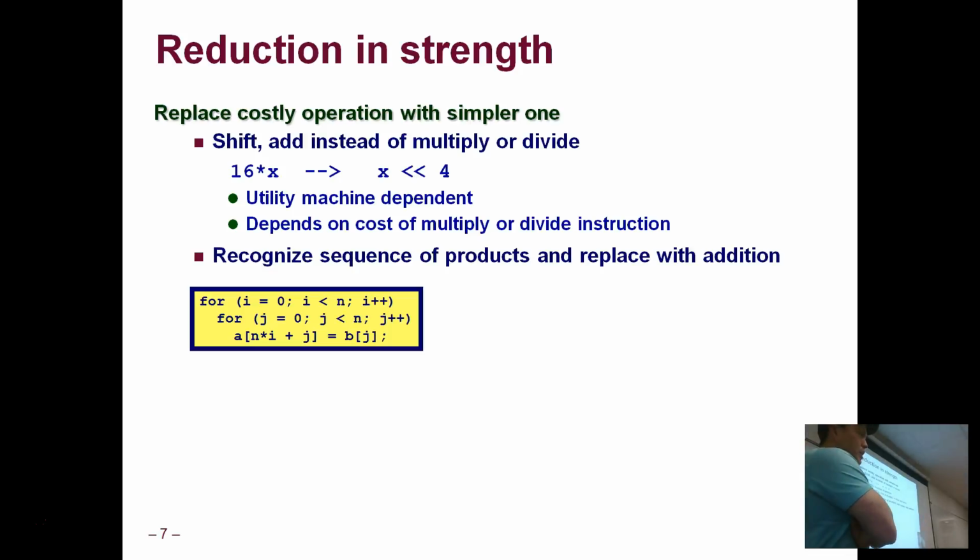You can implement integer multiplication with bit shifts if you know that the factor you're multiplying by is a constant power of 2. So if the compiler sees that you're multiplying by 16, it's just going to give you x shifted left by 4. And the utility of these optimizations is machine dependent. You have to know the number of cycles that an integer multiply takes in order to ensure that this optimization is going to save you time.